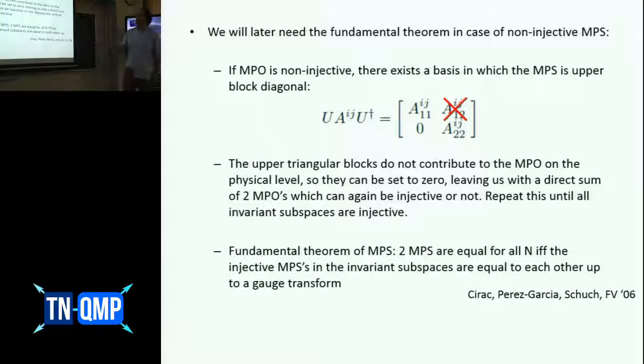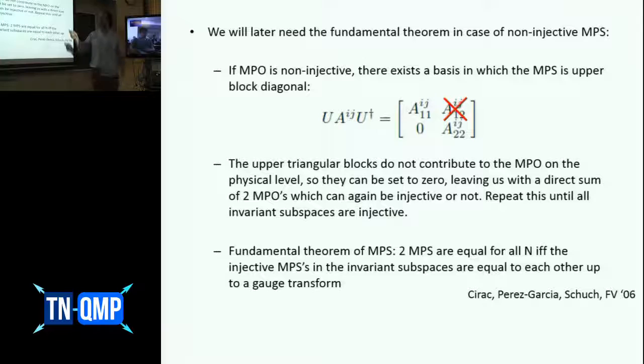Okay, and then somehow what the fundamental theorem of MPS or MPOs is that two matrix product states are equal to each other for all n, if and only if the injective MPS, because these now have the potential of being an injective MPS. So what you see is, I start with an MPO, and I find a unitary transformation that identifies the invariant subspaces, then I get two matrix product states. Either these things are now injective, or somehow these things can again not be injective.